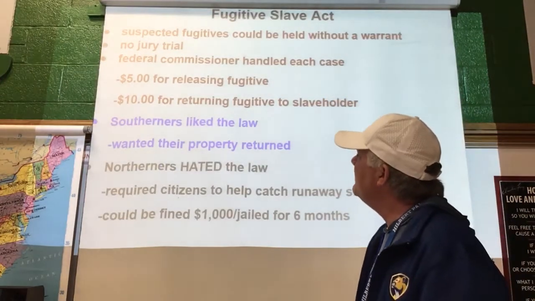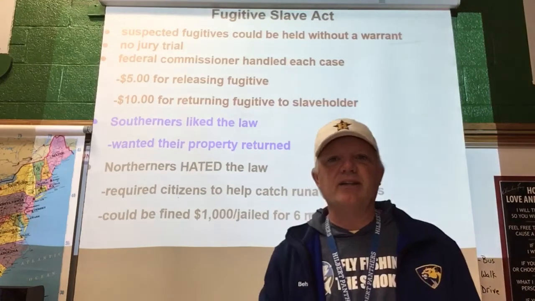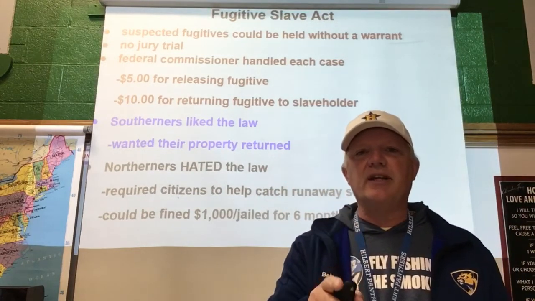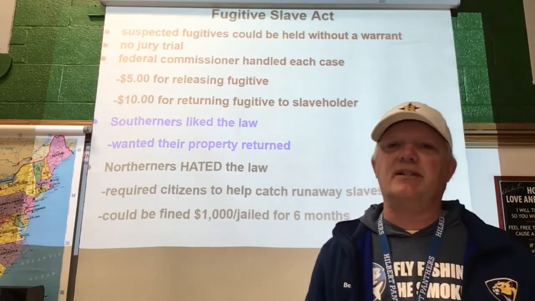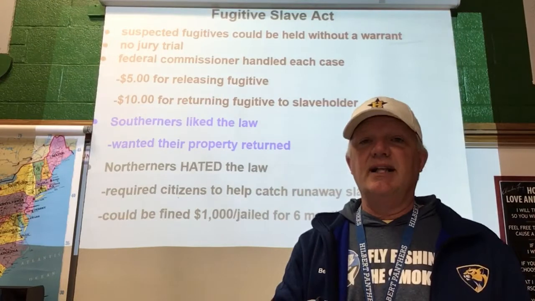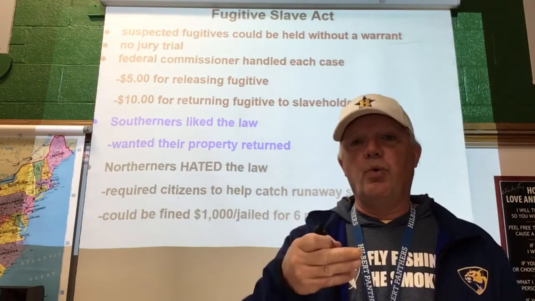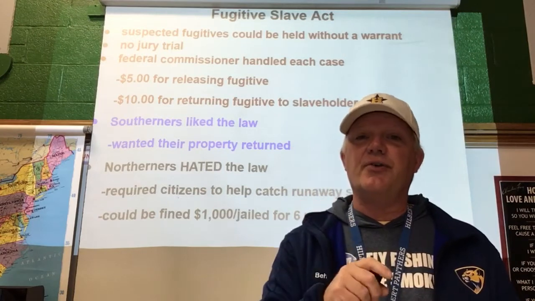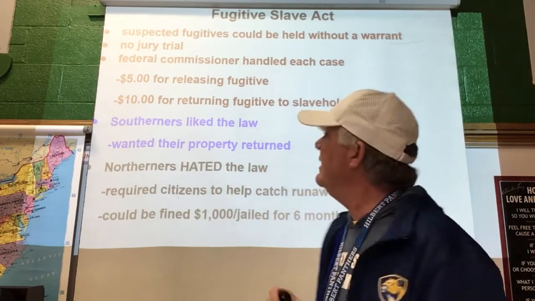And so let's talk about the new Fugitive Slave Act. Southerners loved it, Northerners hated it. Northerners felt like they were now part of the slave system. Because under this new law, Northerners were required, if they knew the whereabouts of an escaped slave, to alert the authorities and turn the slave in.